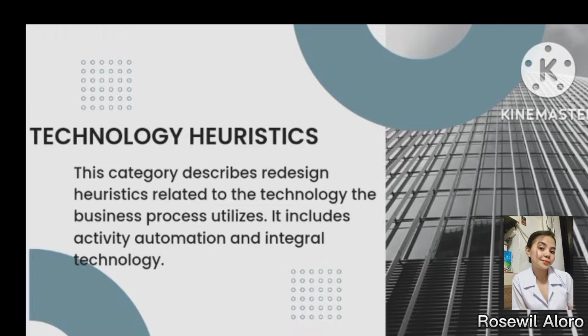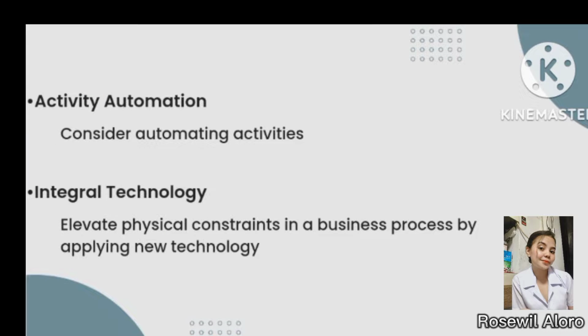Technology heuristics. This category describes redesign heuristics related to the technology the business process utilizes. It includes activity automation and integral technology. Activity automation is to consider automating activities. Automation improves processing time and provides more predictable results at lower cost. Instead of fully automating an activity, it may also be considered to provide automated support to process participants.